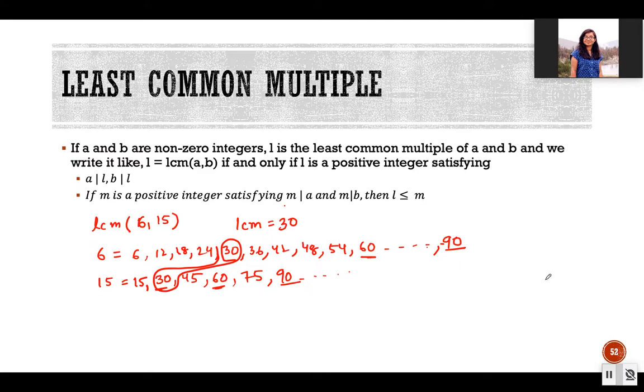All other common multiples are going to be greater than the LCM of a and b. So any other common multiple is greater than or equal to the LCM of a and b. All right, so that's our least common multiple.